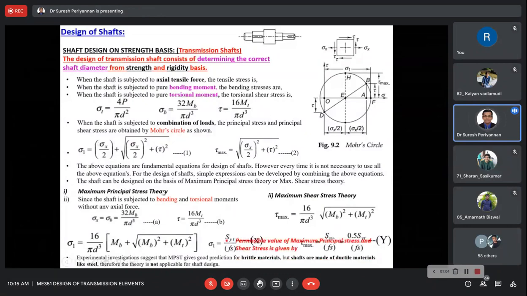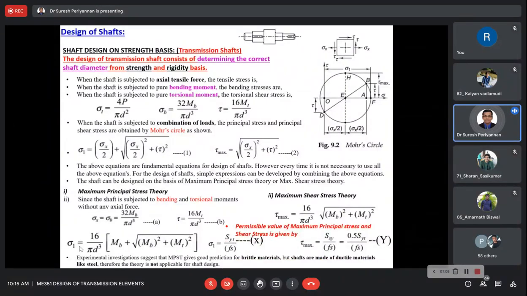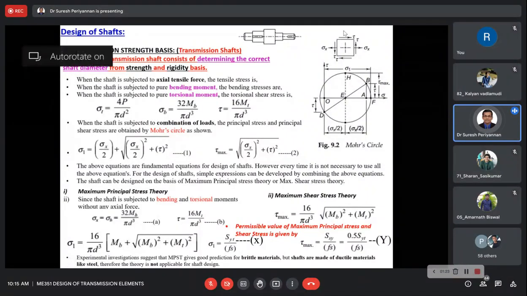This is the maximum principal stress theory. The equation derived is sigma 1 equal to 16 by pi d cubed times Mb plus the square root of Mb squared plus Mt squared. Mb plus the square root of Mb squared plus Mt squared is nothing but the equivalent bending moment.